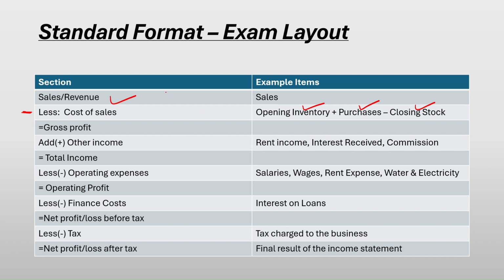So you need to know this by heart. You need to know this whole part by heart. You need to know that you start with your sales, then you subtract your cost of sales, then you're going to get your gross profit. After your gross profit, you add your other types of income, then you're going to get your total income. Then you subtract your other expenses, you get your operating profit. Then after your operating profit, you subtract finance cost, which is your interest on loans. Then after that, you get your net profit before tax. Then you need to subtract tax. Then after subtracting your tax, you're going to have your net profit or loss after tax.